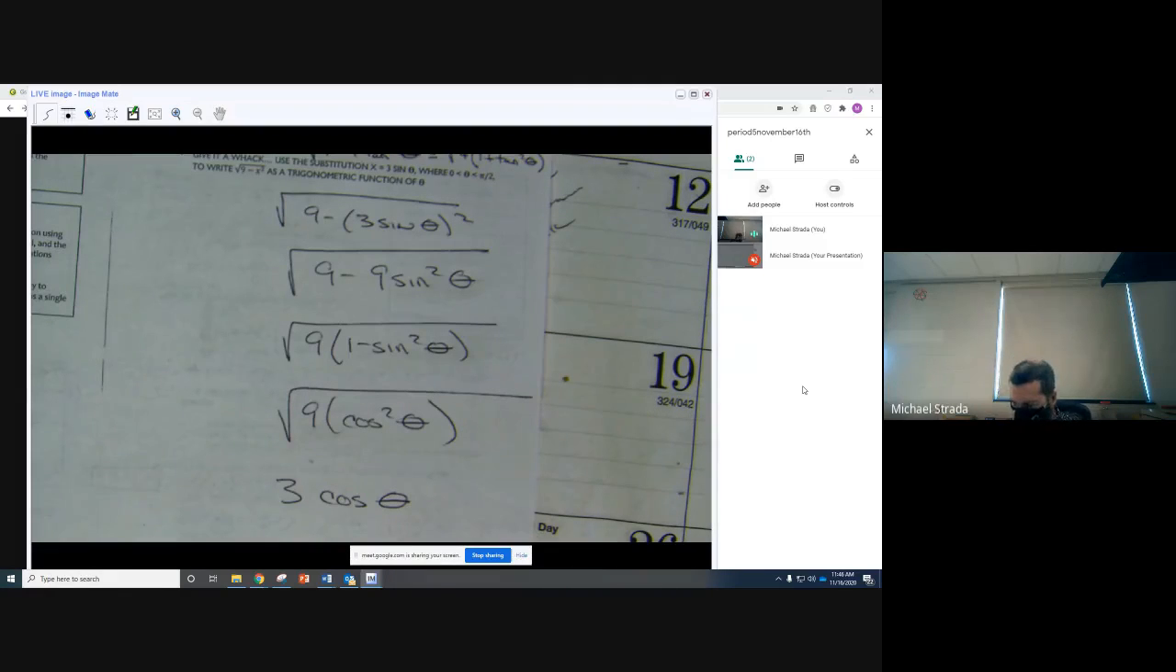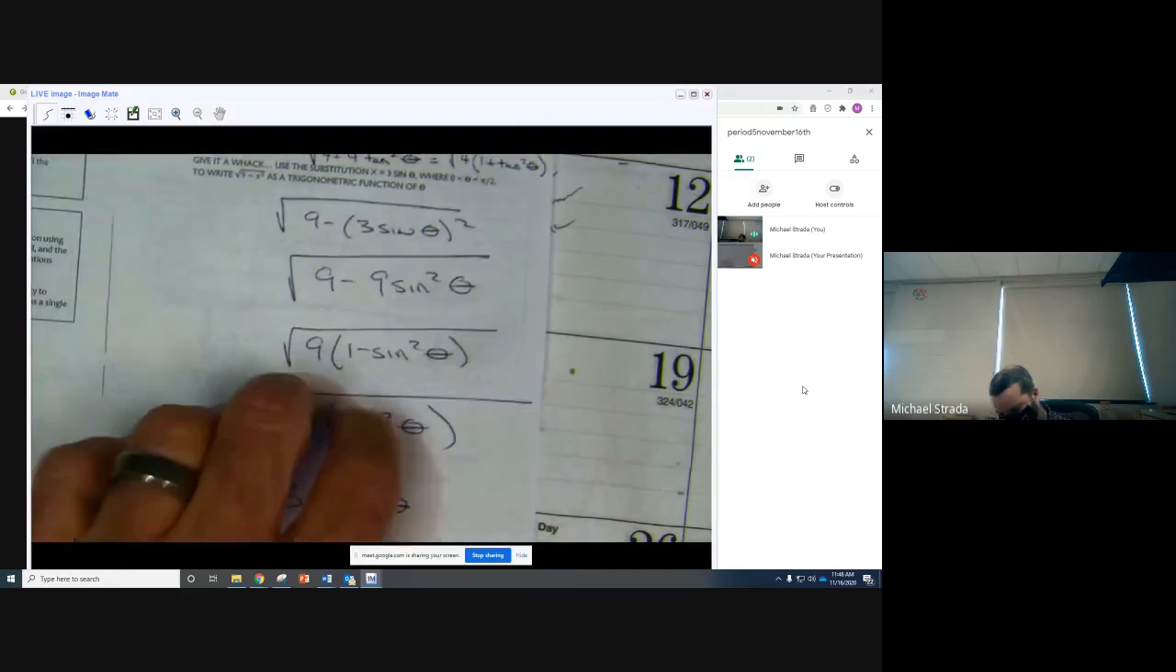You end up at the end of the day with 3 cosine. All right. You replace the x squared with 3 sine theta squared. Again, you'll end up with numbers that are the same. You pull that out, then you use the Pythagorean identity to rewrite it as the square root of cosine squared, square root of cosine.